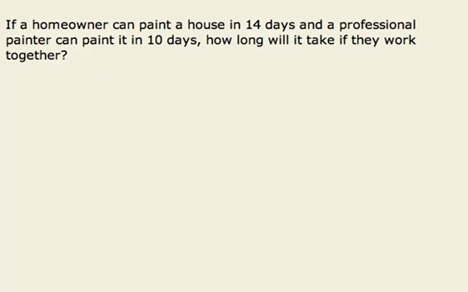We have the rate of the homeowner. Why don't I call that H? And I know that that rate is such that if I multiply it by the 14 days, I get one complete job done. The job is to paint the house. So the rate of the homeowner times the amount of time that he spends to finish one job. Right? The painter, why don't I call his or her rate P, multiply that rate by the amount of time. That gets me, again, one job completed.